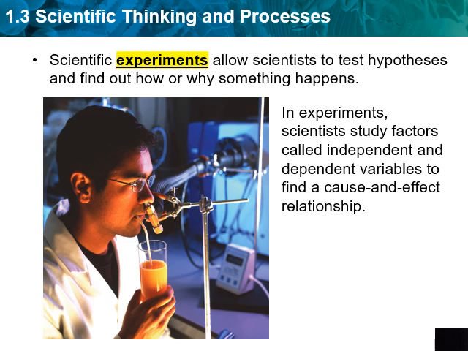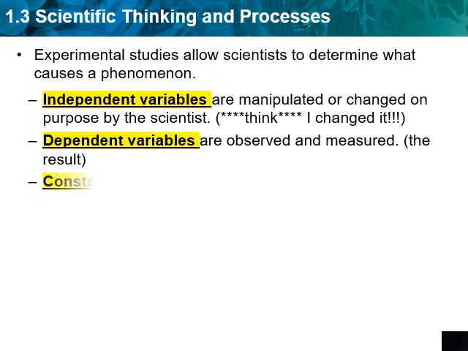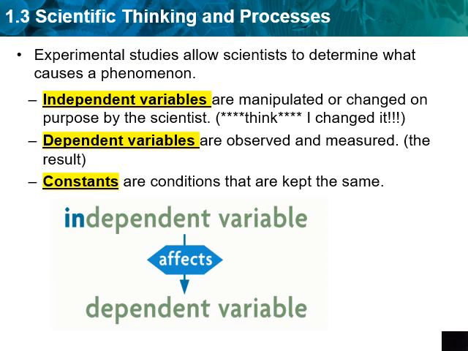So scientific experiments allow scientists to test those hypotheses and find out how or why something happens. And in those experiments, scientists study factors. Those factors are called independent and dependent variables. And they use those variables to find a cause and effect relationship. So they change one thing, and that's going to affect the outcome. So those experimental studies allow scientists to determine what causes a phenomenon.